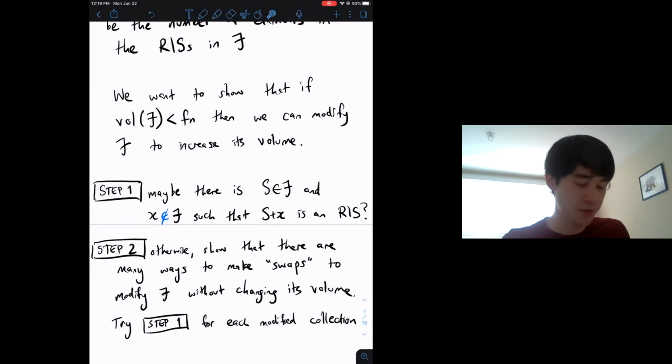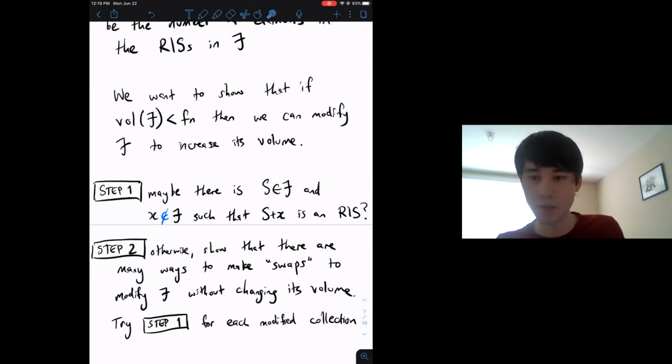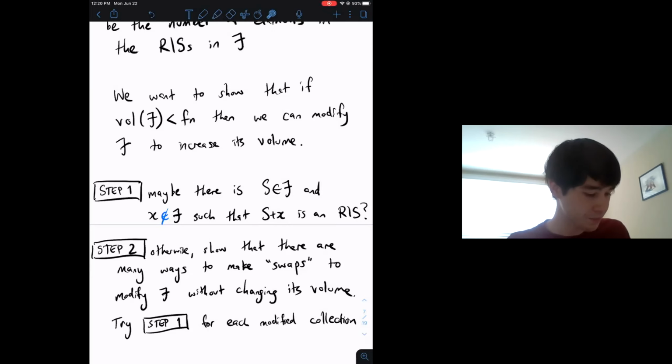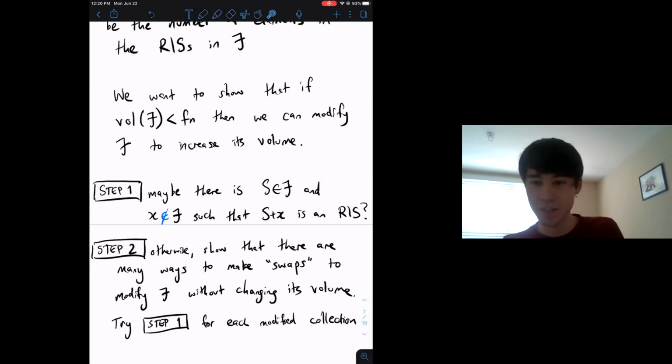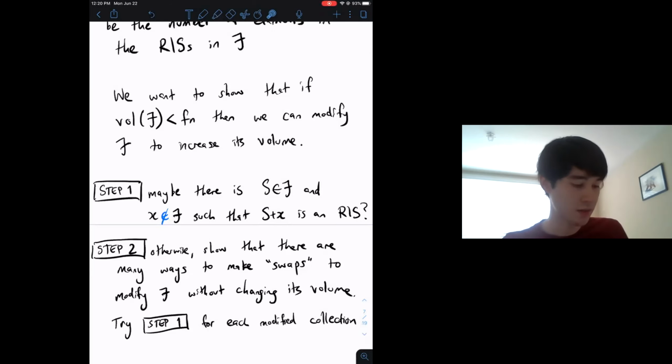And in particular, if step 1 fails, it turns out that there are lots of ways to do these swaps. Lots of ways to make local changes, which give me slightly different outcomes of curly F, which have the same volume. And then for each of these different outcomes, I want to go back to step 1. I want to try again to just add something. Maybe I fail again, but then I just keep iterating through this.